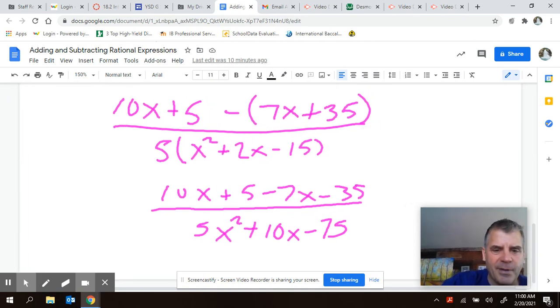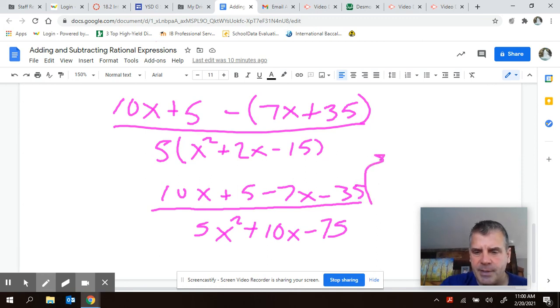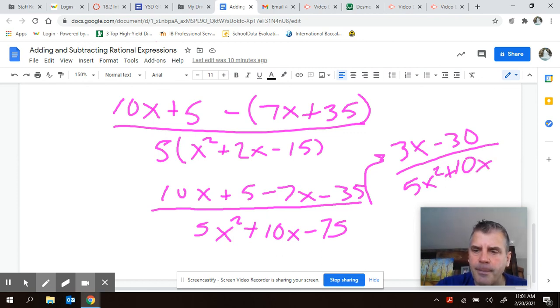All right. So then what does this simplify all the way into? So if we further simplify this, our 10x and our 7x give us 3x because we're subtracting that 7x off there. And then I've got a positive 5 and a negative 35. So that's minus 30, 3x minus 30, all over our 5x squared plus 10x minus 75. There's a minus sign there.